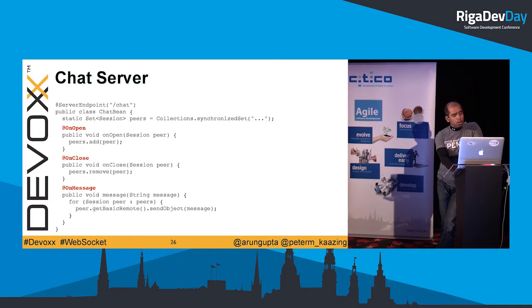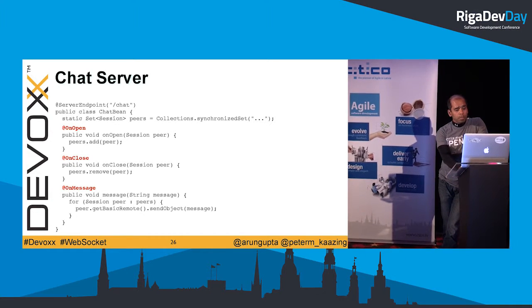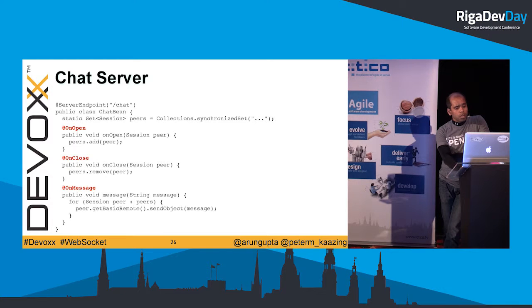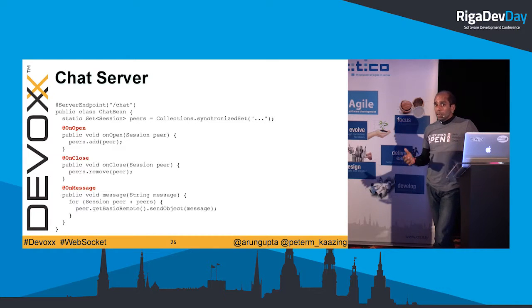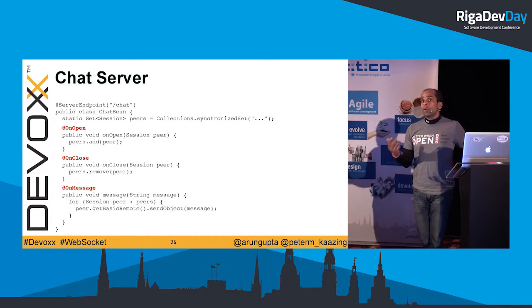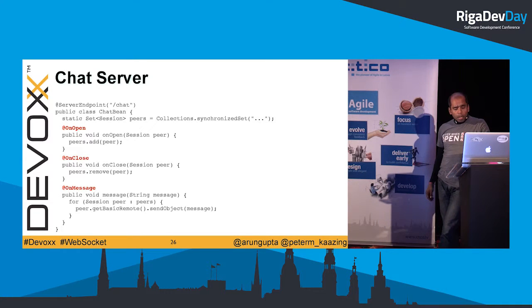I have on open, on close, and on message callback handlers. In on open and on close, I have one parameter each. All I'm saying is every time a client opens a connection with this server, add that client to the set of peers, and similarly remove it from the peers when the connection closes. What that gives me is a set of connected clients at a given point of time. Broadcasting the message is then pretty straightforward. I just need to iterate over all the peers and broadcast the message, and this is where I'm receiving the message anyway.